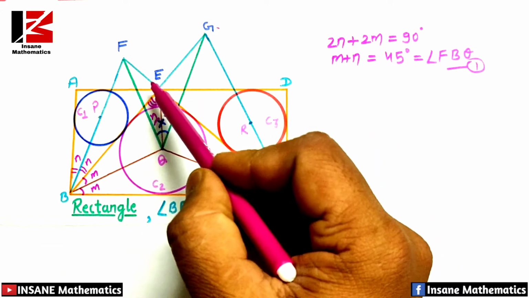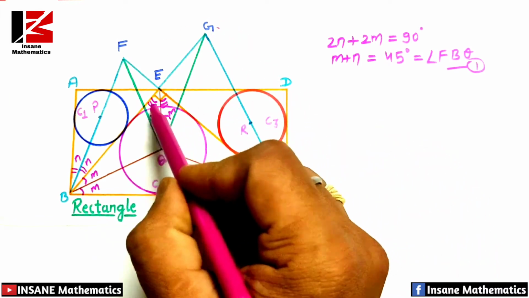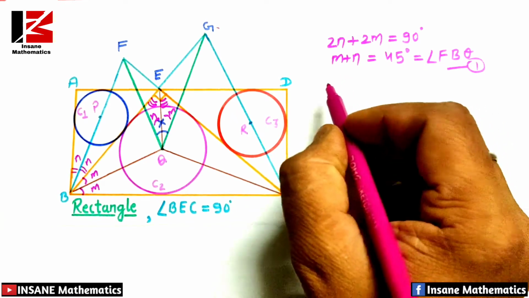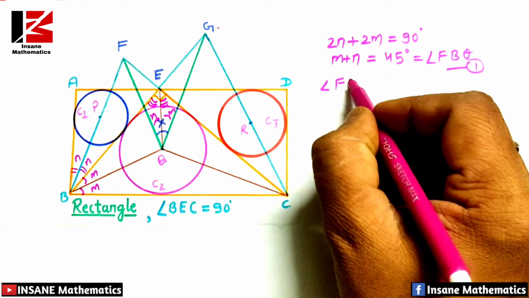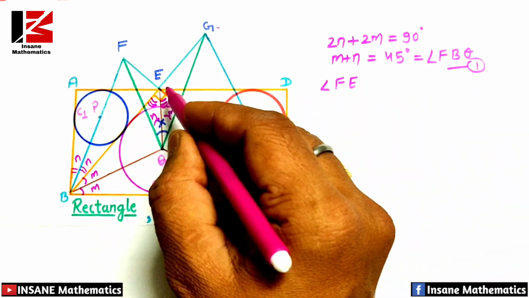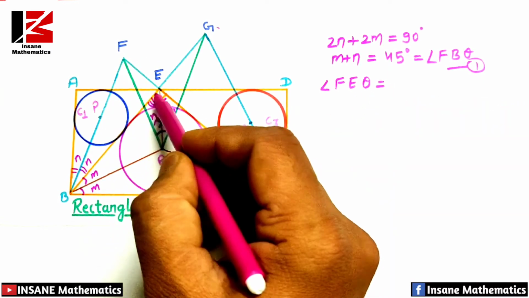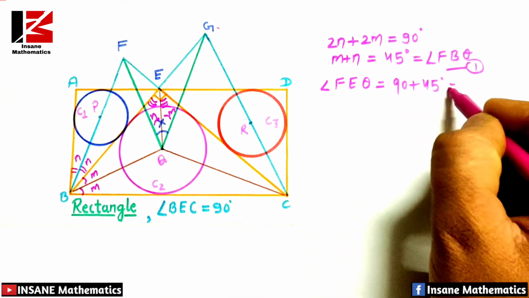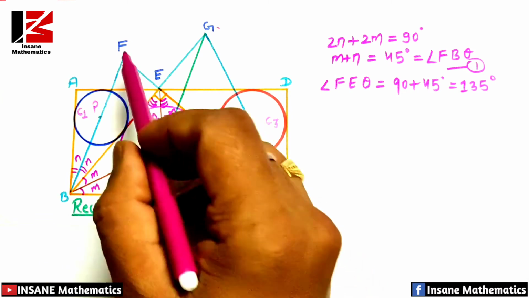Now in the same manner, EB and EC are tangent to the circle C2. That means these two angles will be equal and each 45 degrees, 90 by 2, because the angle BEC is 90 degrees. That means we can write angle FEQ will be 90 plus 45 degrees, that is 135 degrees.